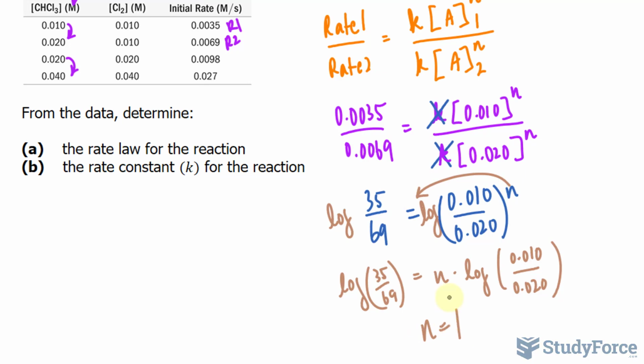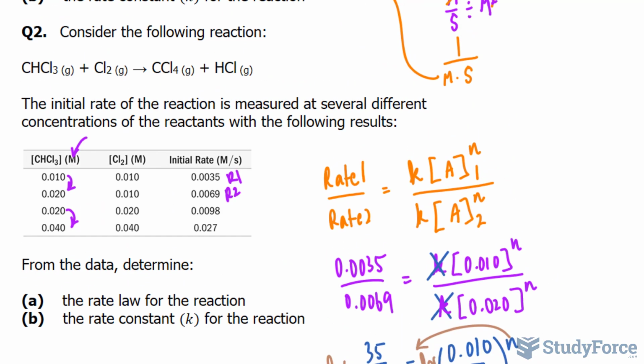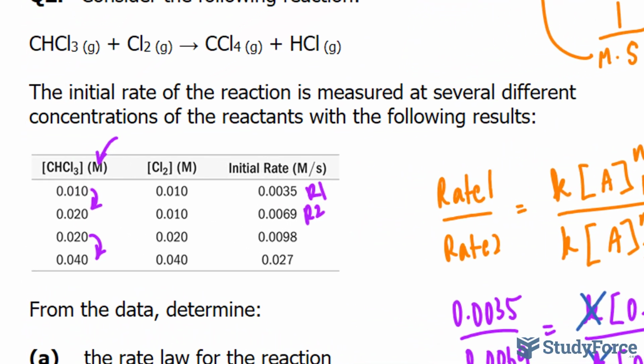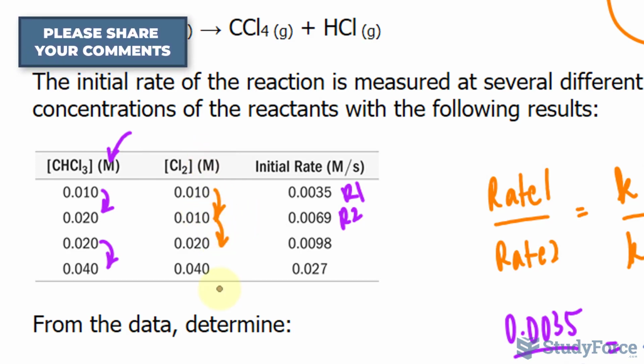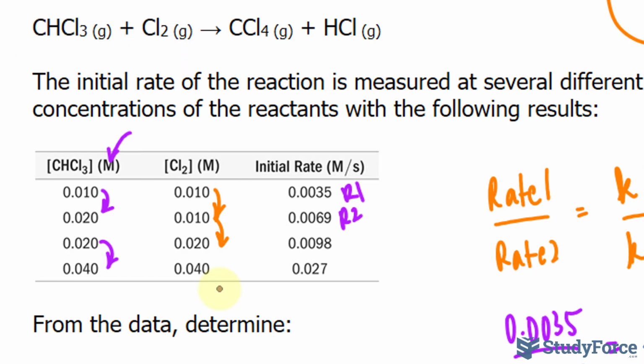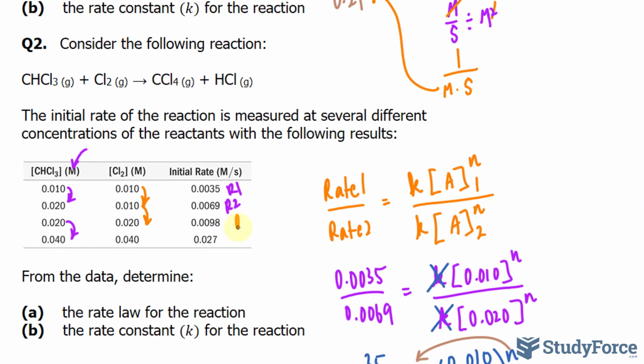We have to do the exact same thing for Cl2. Let's analyze the numbers here. We go from 0.010 to 0.010. There's no change, so don't select those two rates. However, there's a change in molarity from here to here. And there's also no change in the chloroform concentration, so it's a good selection. So we'll use these two as our rates. I'll call this rate 2 and that one rate 1.